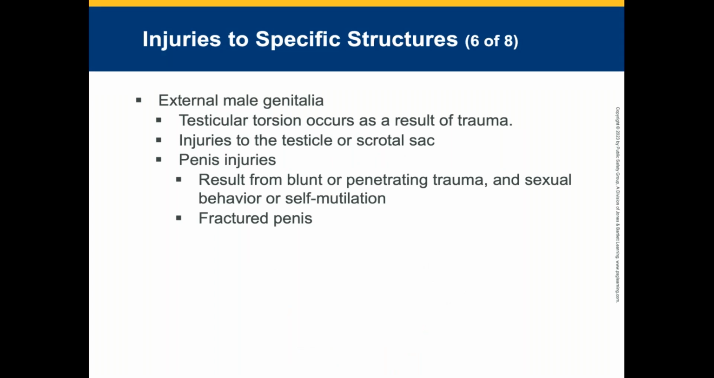So the external male genitalia, some of the things that we come in contact with is testicular torsion. Very, very painful. These patients require significant pain management, where the testicle twists. So injuries to the testicle or scrotal sac, the loss of fertility is the major concern. So patients that have testicular torsion or any kind of testicular damage need to be transported to a place that has urology so they can take care of this surgically. If they can't untwist it by hand, then they have to go in surgically and untwist it.